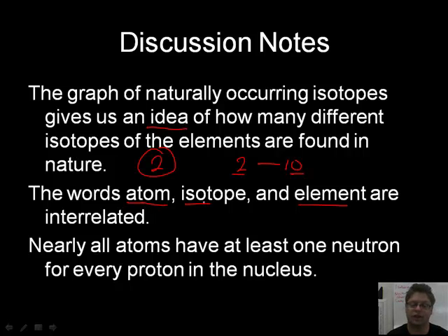Also, the definition of an isotope tells us that isotope is related as well, so it probably should be called the periodic table of isotopes because it's the most abundant isotopes that are found on the periodic table. The other ones, not the most abundant ones, the ones that are not closest to the average, are different from the ones on the periodic table by the number of neutrons. All atoms have at least 1 neutron for every proton in the nucleus, nearly all of them. One exception is hydrogen, which we'll look at.